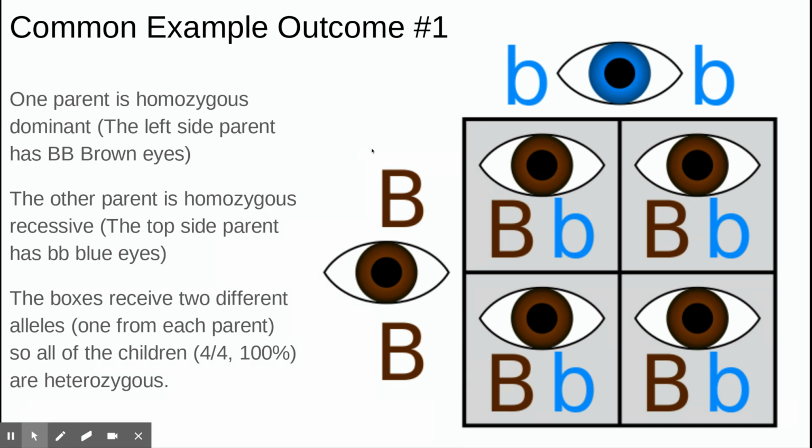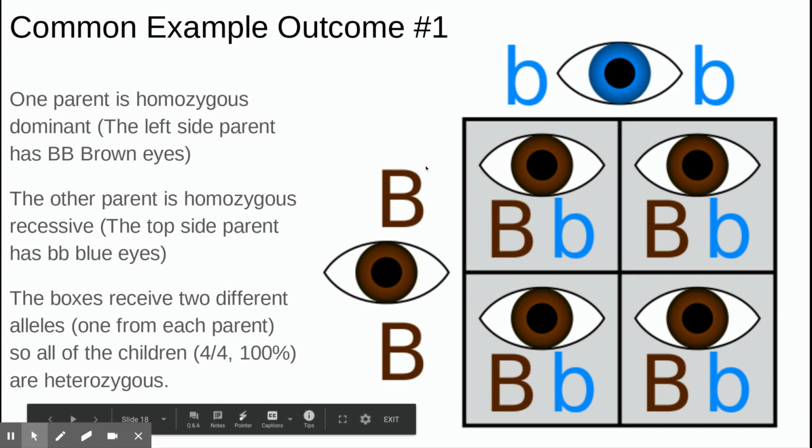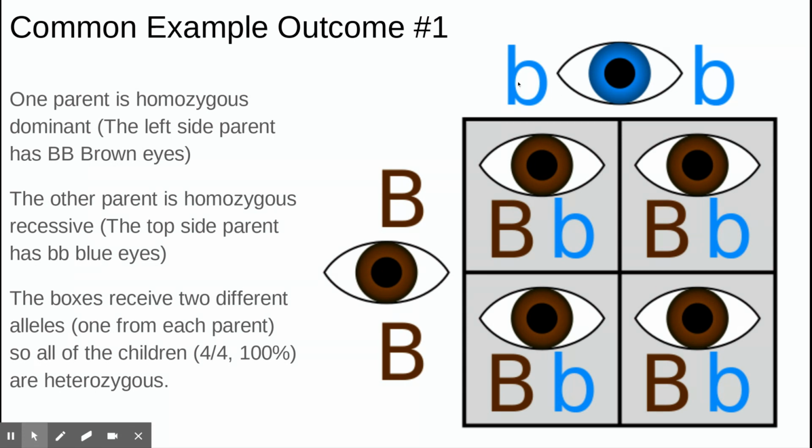If I have 2 homozygous parents, like the left parent here is homozygous dominant, it has 2 capital B's, while this parent here is homozygous recessive, it has 2 lowercase b's. Obviously, the dominant color is brown eye, and the lowercase or recessive color is blue eye.